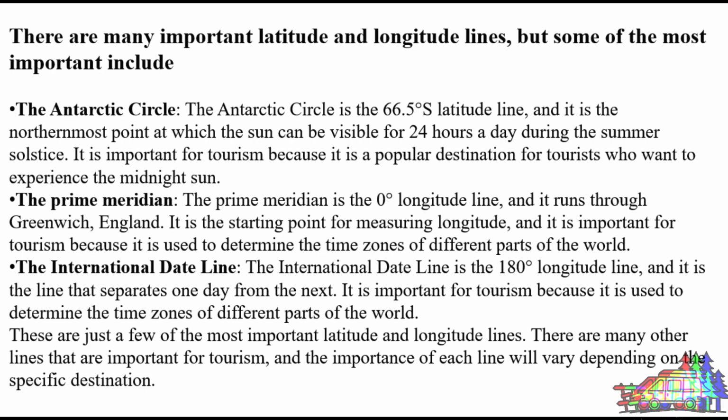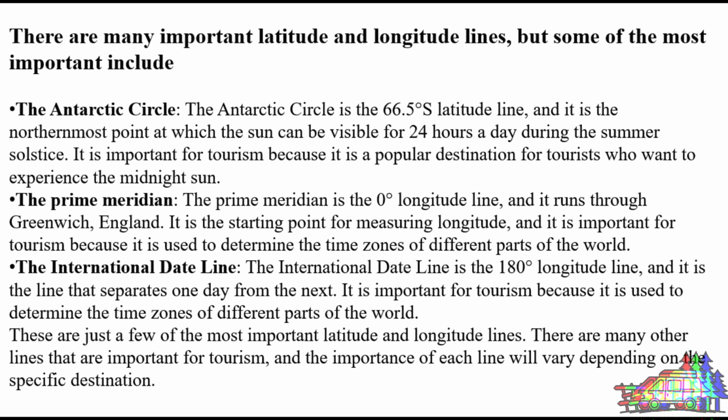There are many important latitude and longitude lines, but some of the most important include the Antarctic Circle. The Antarctic Circle is the 66.5 degrees south latitude line, and it is the northernmost point at which the sun can be visible for 24 hours a day during the summer solstice. It is important for tourism because it is a popular destination for tourists who want to experience the midnight sun.